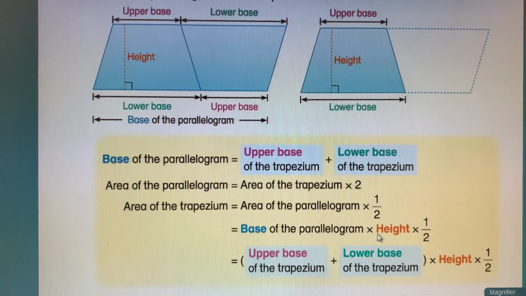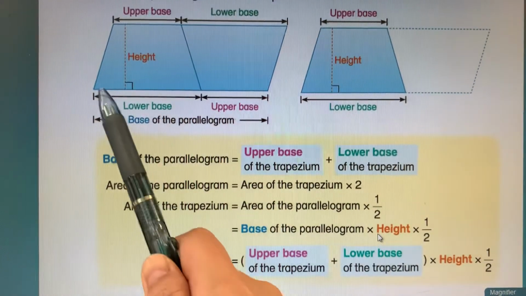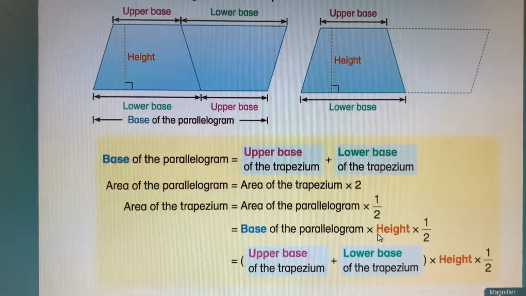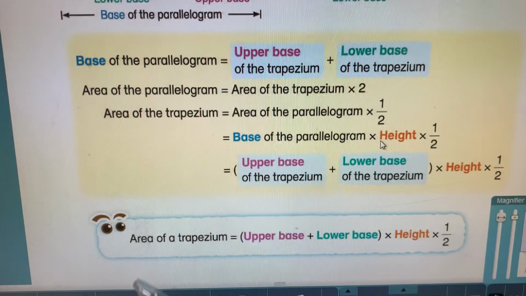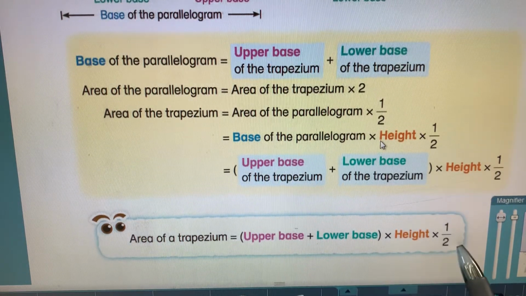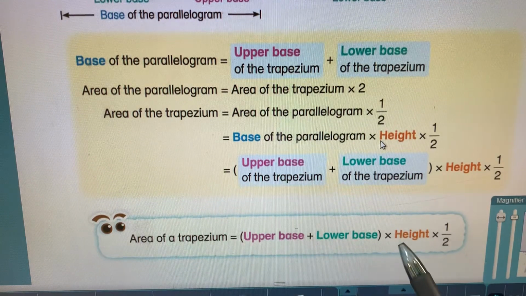While the base here we say is upper base plus lower base, or lower base plus upper base. Upper base of the trapezium plus lower base of the trapezium in a bracket, times height, times 1/2. In a simple way, we can remember this formula. Area of a trapezium equals upper base plus lower base in a bracket times height times 1/2, or upper base plus lower base in a bracket times height divided by 2.